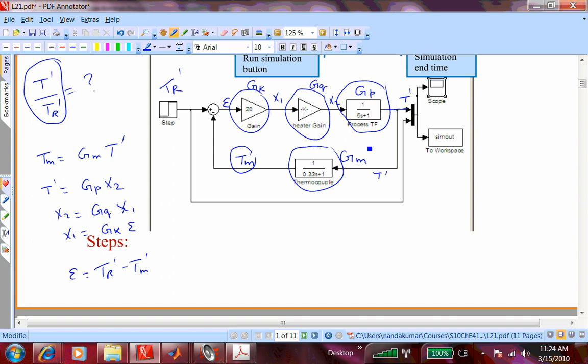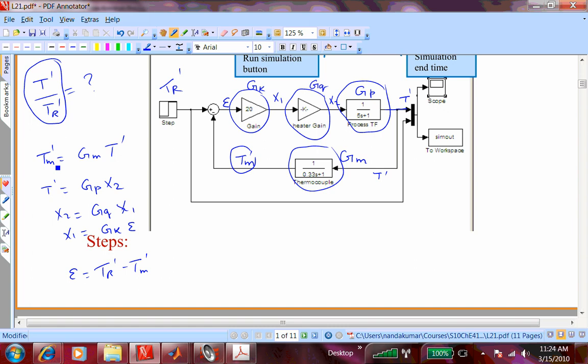Do you have a question? Yeah, I was just sloppy. I should put a prime everywhere to indicate that it's a deviation variable. Okay. It looks like it's not going to work out, right?